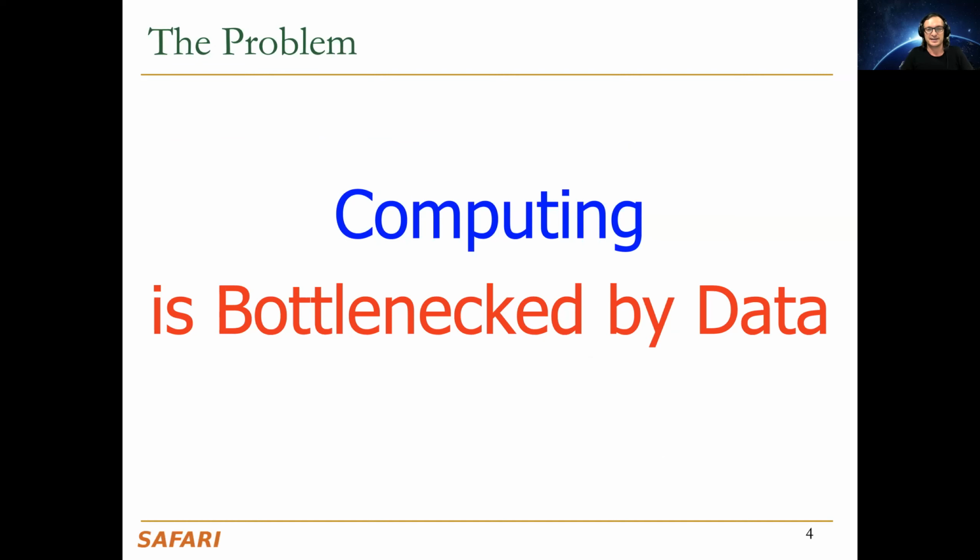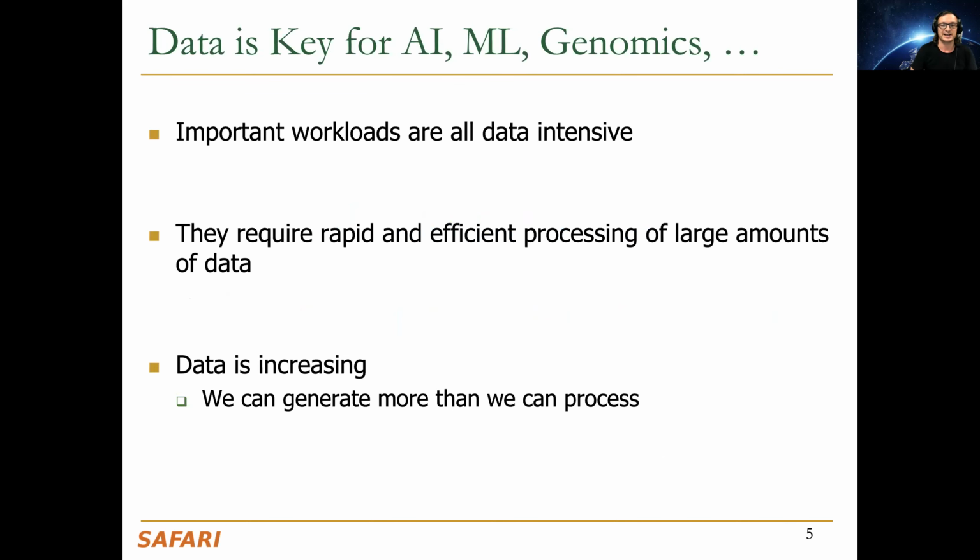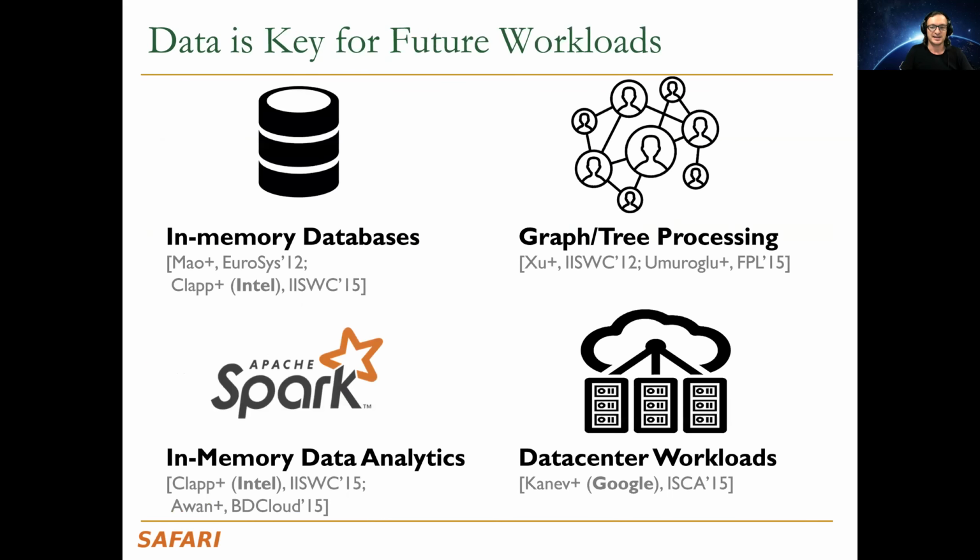The problem we're targeting in this task is that computing is bottlenecked by data, and important applications like AI, ML, and genomics are all bottlenecked by data, and data is increasing. These are some important applications we examine in our research. You'll see in some of the papers that are published this time.